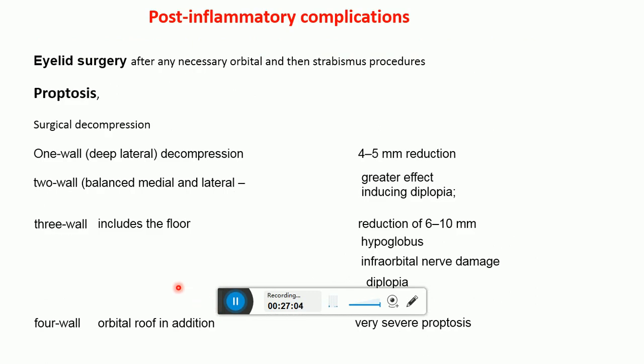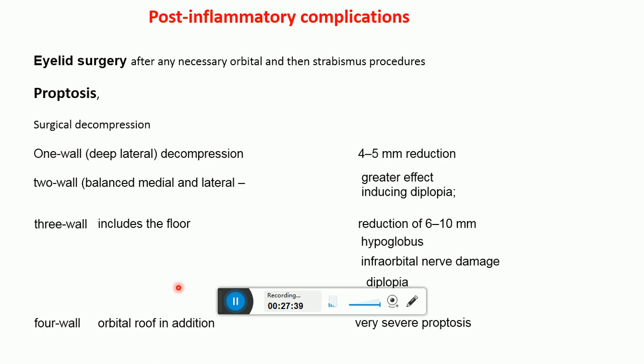Post-inflammatory complications. Eyelid surgery should be performed only after any necessary orbital and then strabismus procedures have been undertaken. So eyelid surgery should be performed after these surgeries, because orbital decompression may impact both ocular motility and eyelid position. So orbital decompression should be done initially. And extraocular muscle surgery may affect eyelid position.